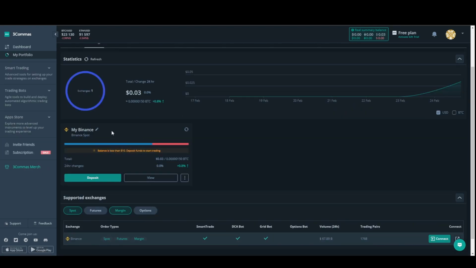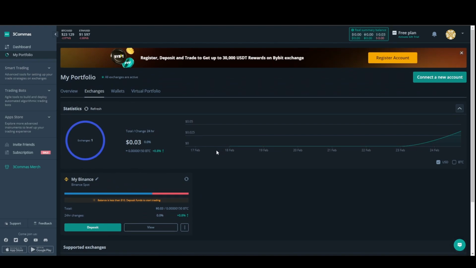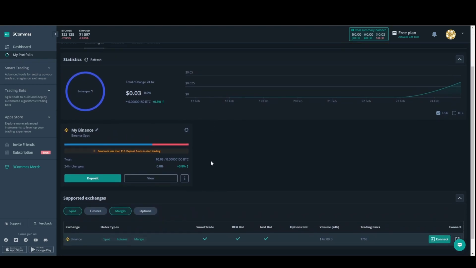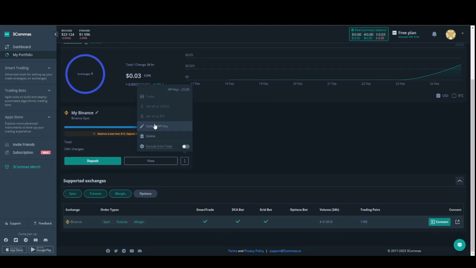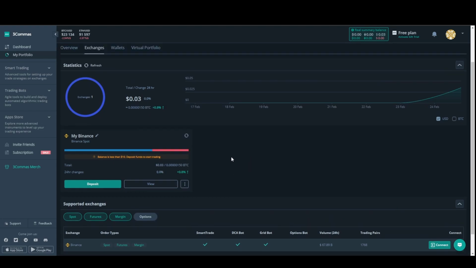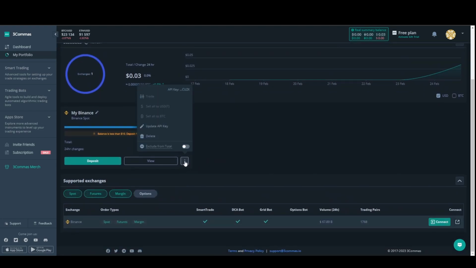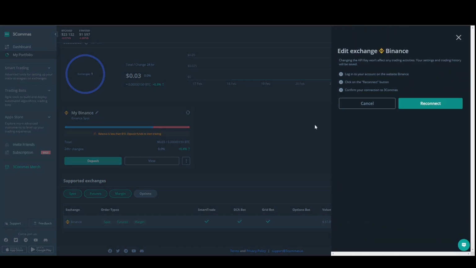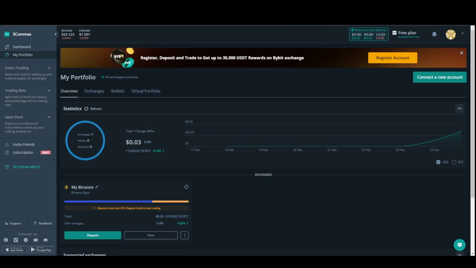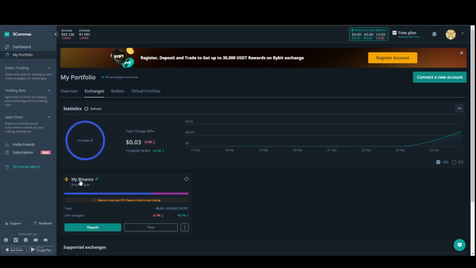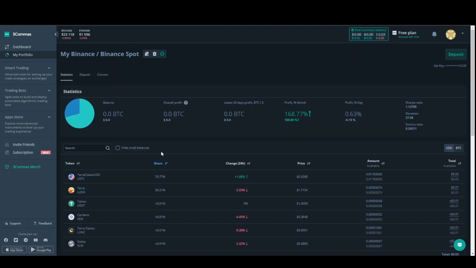Oh, am I connected? Wait, what? Am I connected now? Okay, why was it saying I wasn't and now I am? Am I really in? Reconnect. Oh my god. Alright, I think I'm in. See, look, it says one exchange, my Binance, my spot, view. If I go to view, what is this? It's connected my Binance.